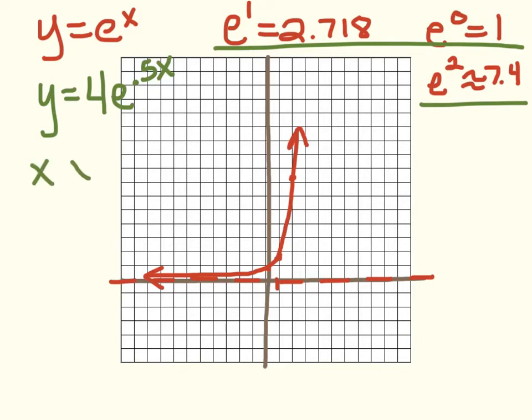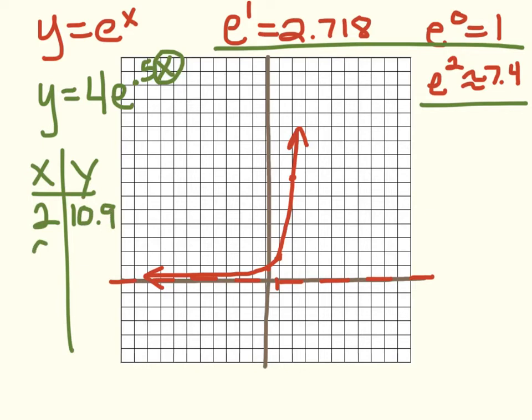Just make yourself a table. And we know e to the 1, so if I plugged in a 2 for x here, then I'd be doing 0.5 times 2 is 1. E to the 1 is 2.718. I could multiply that by 4 in my head or on the paper if I needed to, and I would get about 10.9. I know if x was 0, I would still get 0.5 times 0 is 0, so that would be 1, but then I'd be multiplying it by 4, so I know I'd have a point at 0, 4.